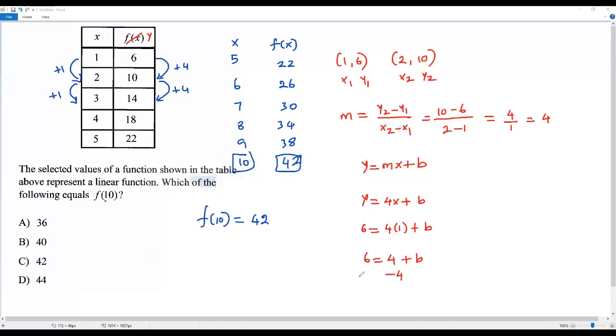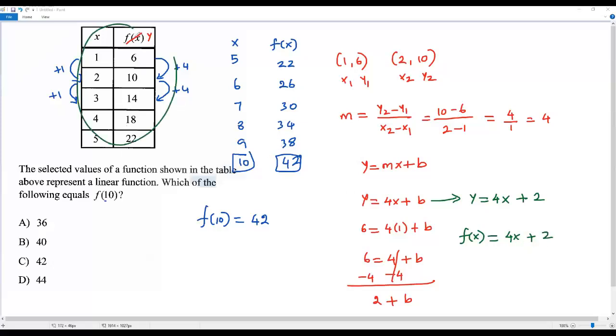So we can subtract 4 from both sides. 4 minus 4 will cancel out. 6 minus 4 will become 2, so 2 equals b. Okay, now I got the linear function, that is y equals 4x plus, for b, we can plug in 2. And here y can be replaced by f of x because we assumed y for f of x over here. Then the linear function we get is f of x equals 4x plus 2. Okay, now I got the linear function.